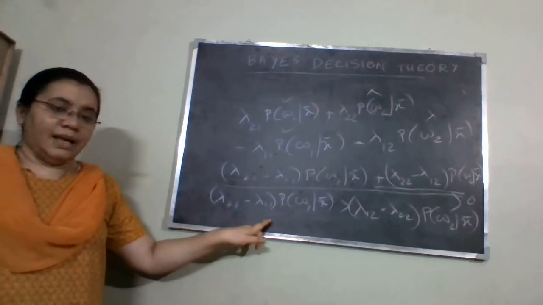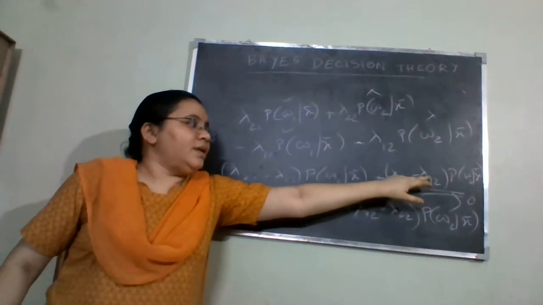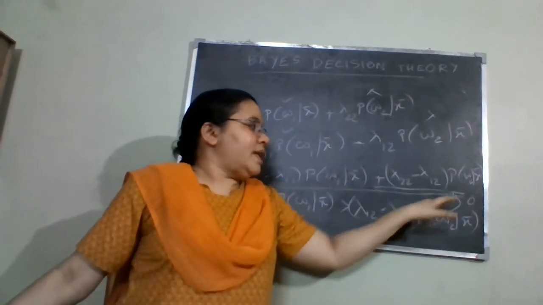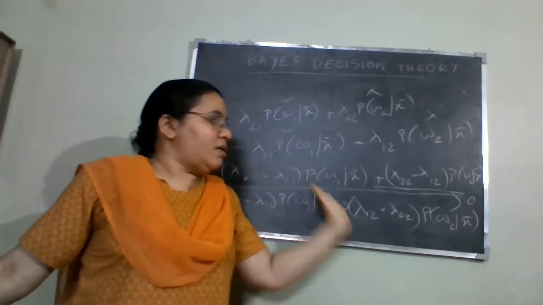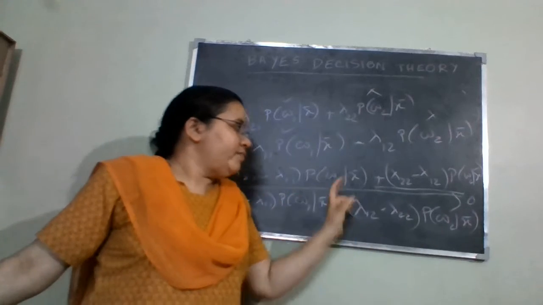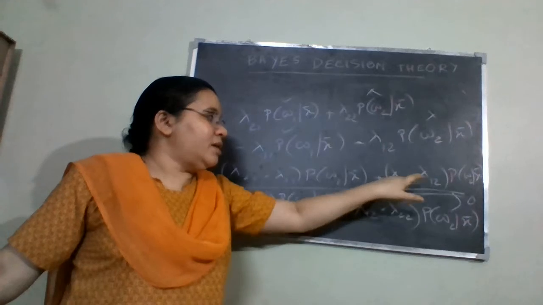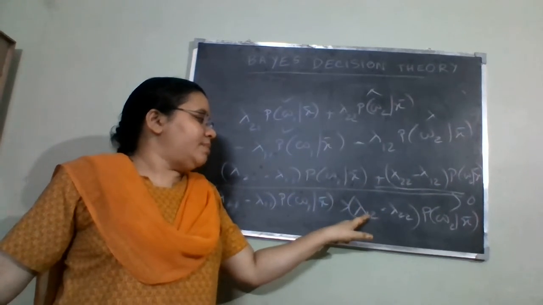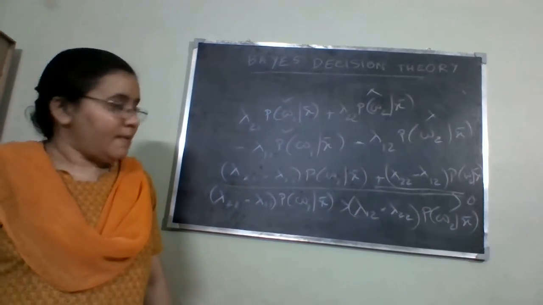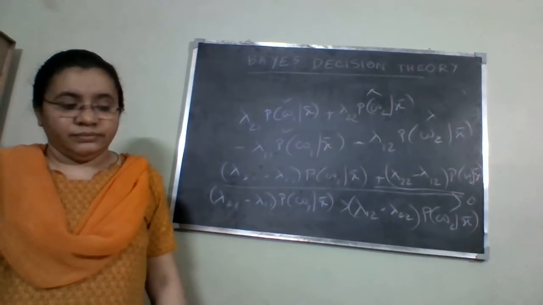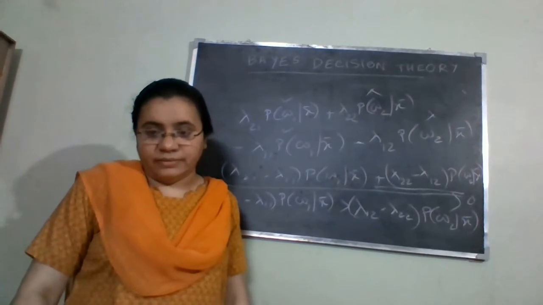Lambda 21 minus lambda 11 dot p omega 1 slash x bar, I was having plus lambda 22 minus lambda 12 p omega 2 slash x bar greater than 0. Now I put this entire term, p omega 2 slash x bar, on the other side of the greater than sign. So this minus becomes plus and this plus becomes minus. Instead of lambda 22 minus lambda 12, we again have lambda 12 minus lambda 22 dot p omega 2 slash x bar, and this is my equation 16. Just check the PDF. This is my equation 16.